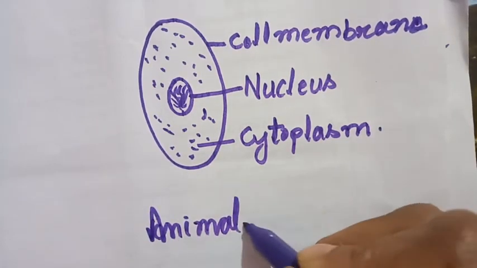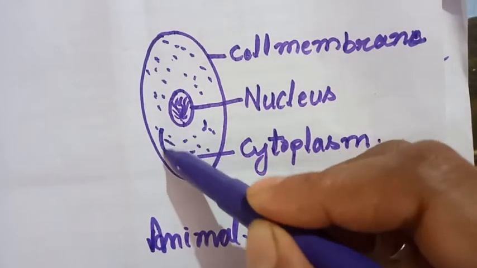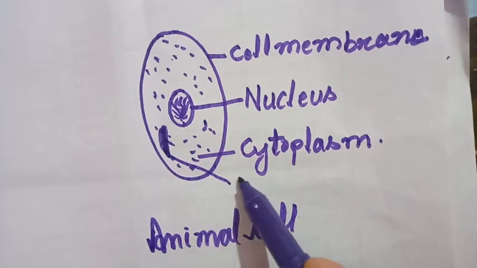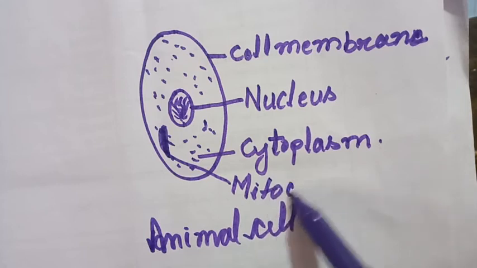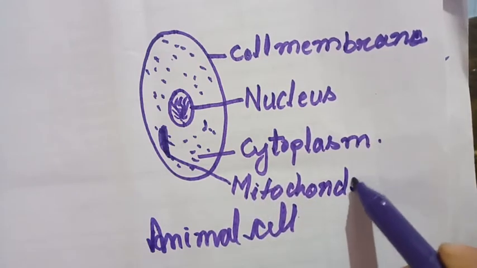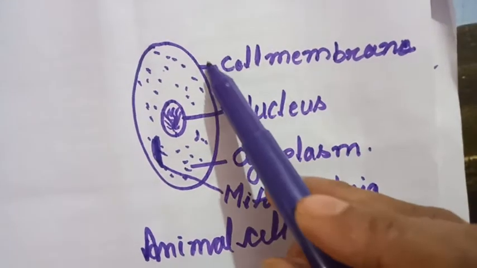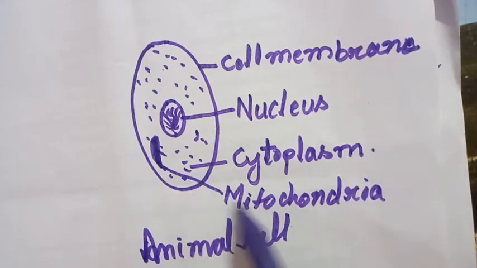Sometimes you will see a rod-like structure here. A rod-like structure that is called mitochondria. I have taught this in class 5. Mitochondria. Is it clear? Cell membrane, nucleus, cytoplasm, mitochondria, and this is the animal cell.